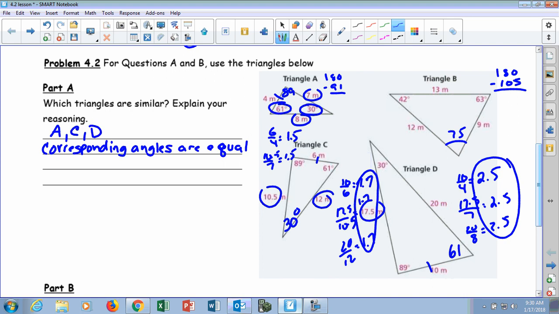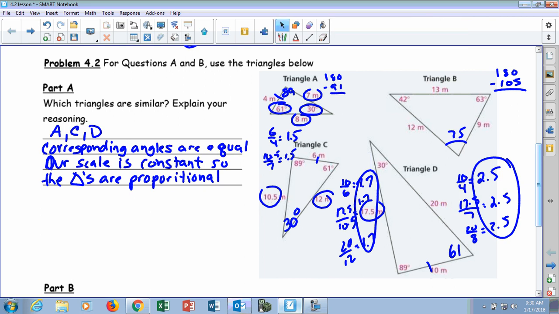So that means that our scale factor is constant. So the triangles are proportional. Meaning the sides are similar, okay? Because the scale factor is constant, 1.5 for all three sides, 1.7 for all three sides, 2.5 for all three sides. You won't get the same numbers with this guy, so this is kind of the odd man out.